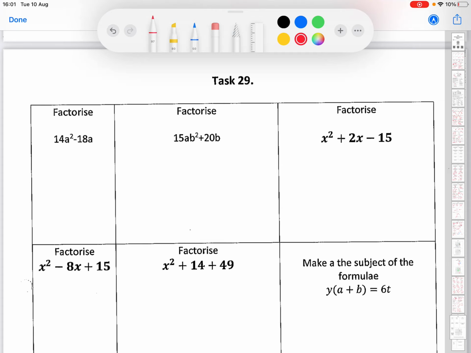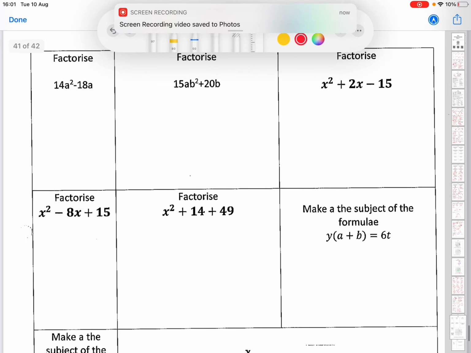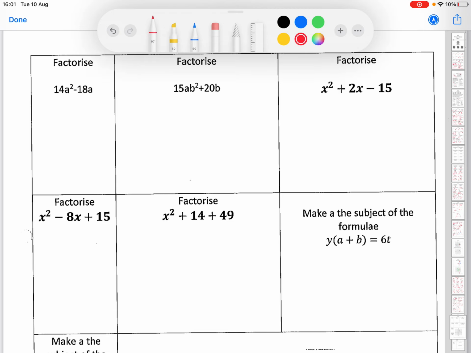Okay, I'm going to go through task 29 and 30. These are the last ones on the homework booklet 1. These are a summary of all of the topics so far in homework booklet 1. So the first ones are about factorising.